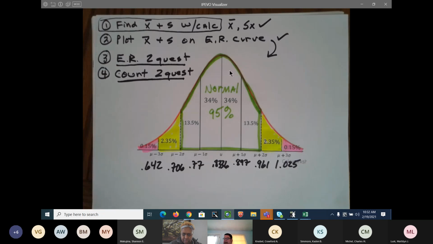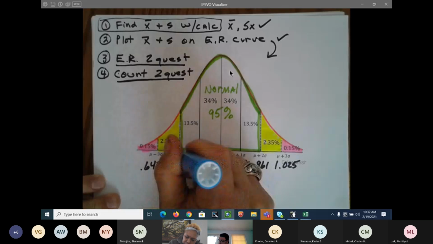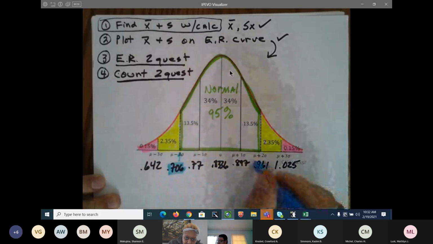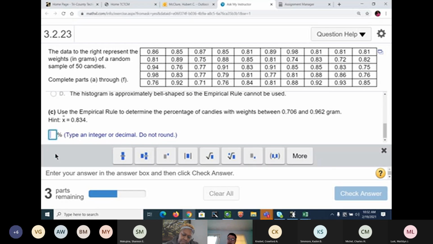706, I'm going to take my blue highlighter. 706 and 962. What's the percentage between 706 and 962? Somebody tell me. 95%. 95%. There's your empirical rule question.